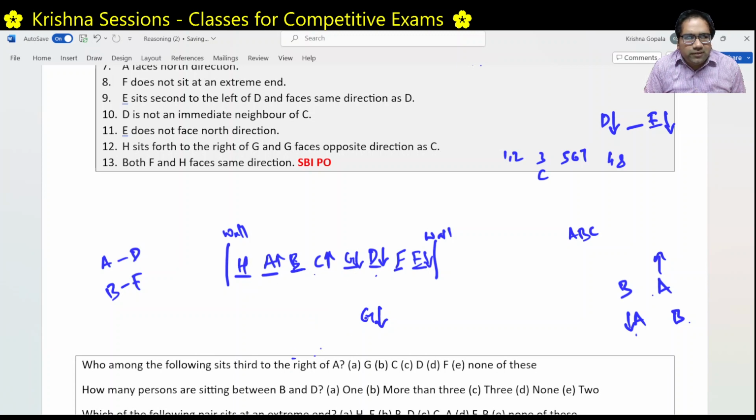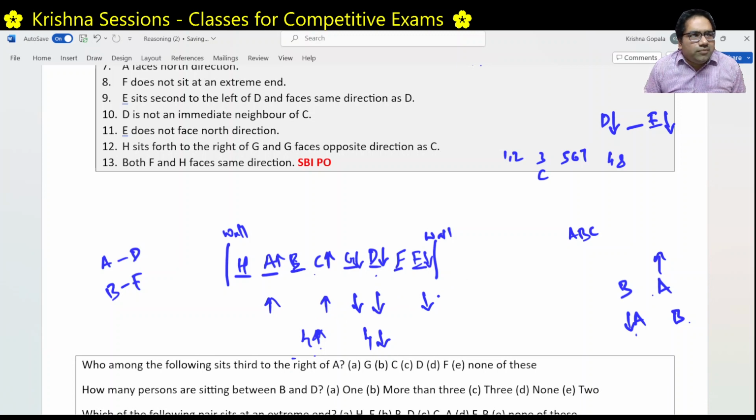So far what we have figured out, H direction we don't know. A is upwards, C is upwards, G is downwards, D is downwards, E is downwards. We want four ups and four downs. That was the original condition. Right? How many ups are there now? One, A and C, two ups and three downs.